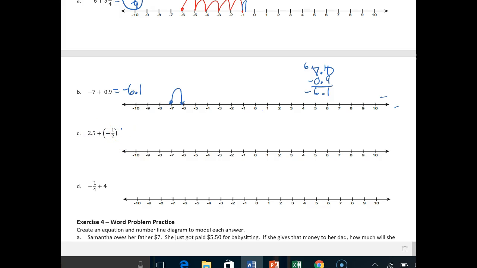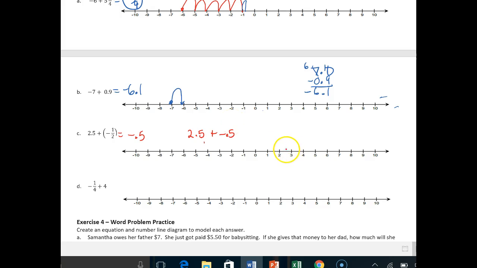Now, hopefully this is where ST Math is going to kick in for you guys, because negative 1/2 you should recognize is the same decimal as negative 0.5, right? So really this problem is saying 2.5 plus negative 0.5. Saying you have $2.50, give away 50 cents.